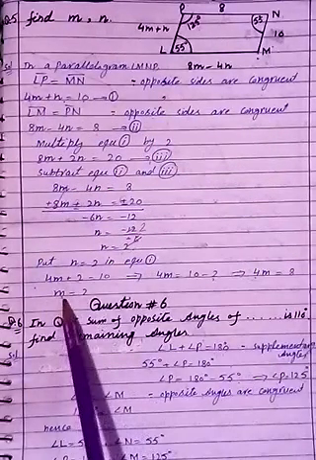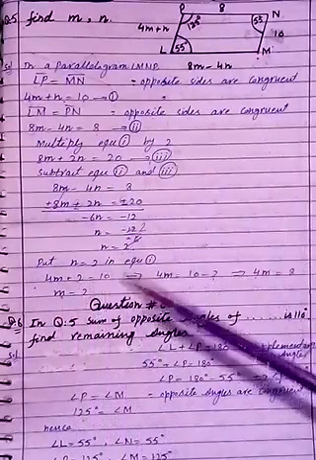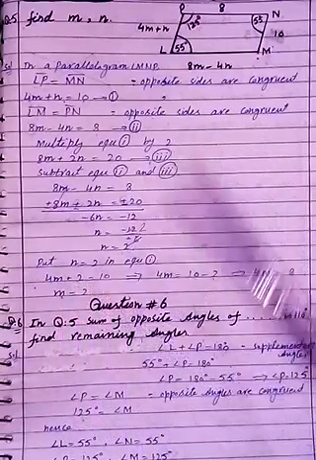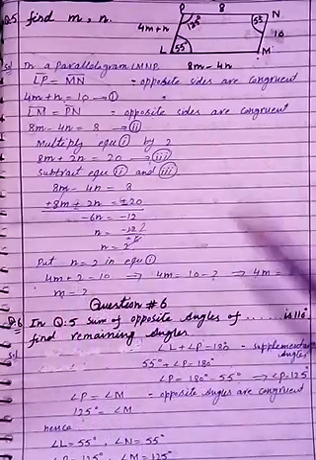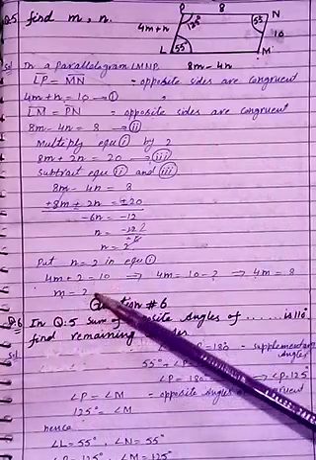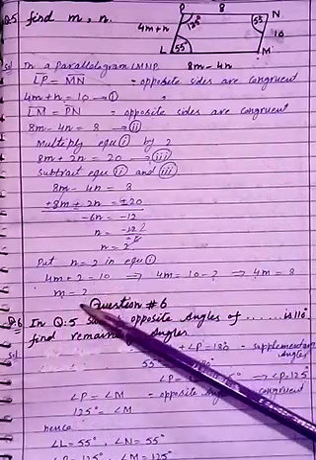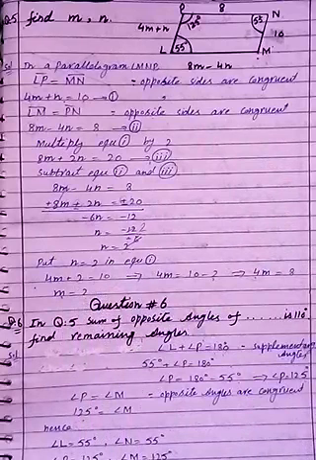Now you have to find the value of m, so put n equals 2 in equation number 1 or equation number 2. In both equations you get the same answer. Now put n equals 2 in equation number 1, so you get m equals 2. This is the answer.